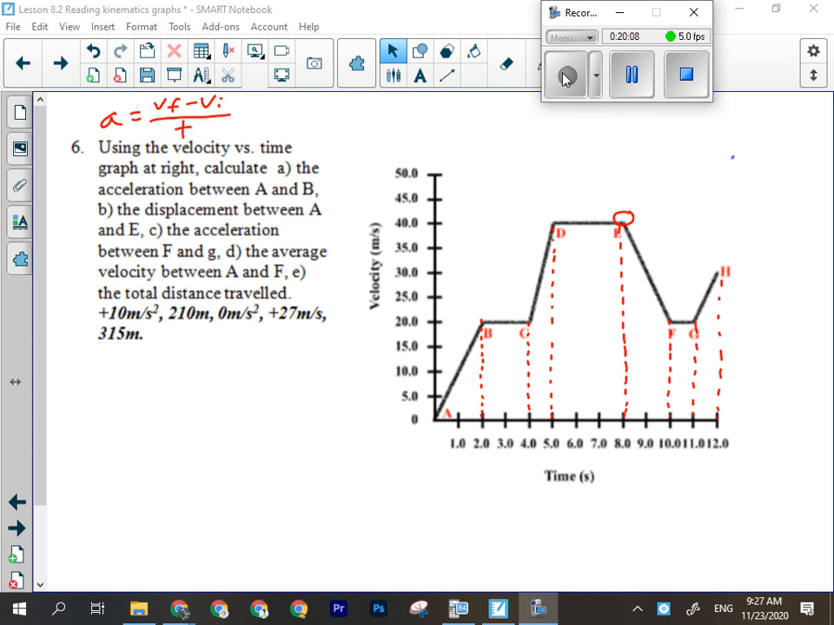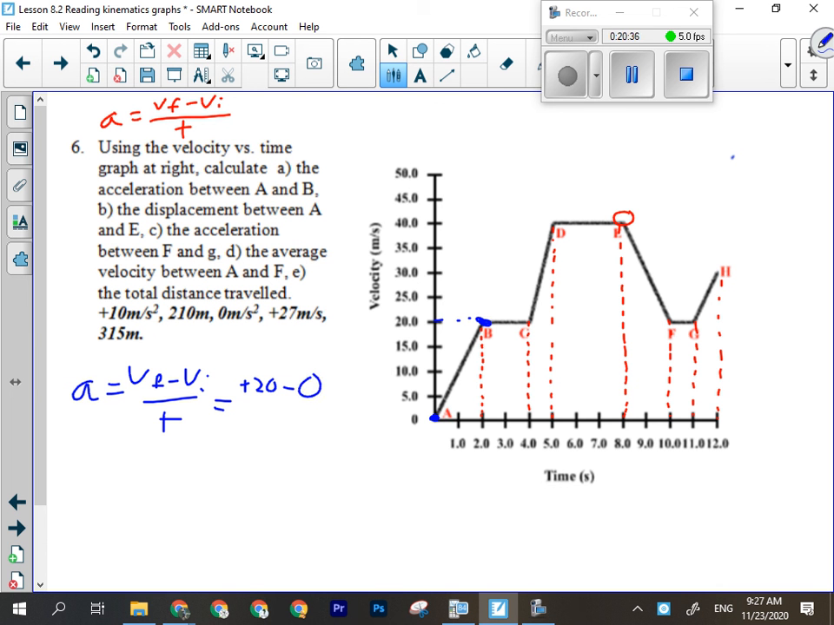Okay, so having a look at first A, calculating the acceleration between A and B. Here's the part of the graph that we're talking about between the two blue dots. Acceleration equals final velocity minus initial velocity divided by time. My final velocity occurs at a time of 2 seconds and has a value of positive 20. So positive 20 minus my initial, which was 0, occurs over a time of 2 seconds. Therefore, my acceleration is positive 10 meters per second squared.